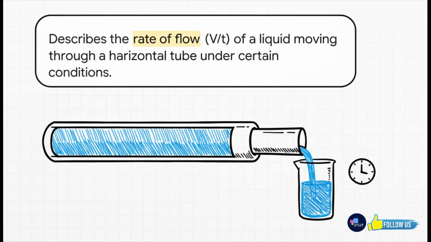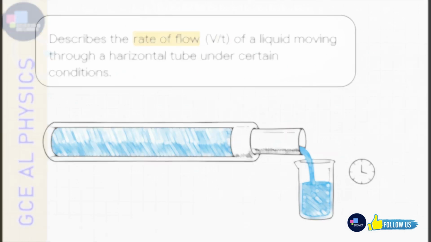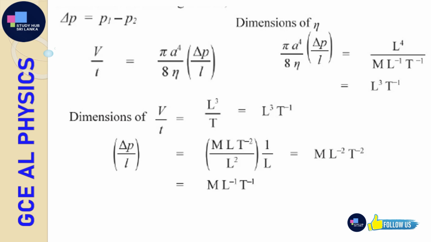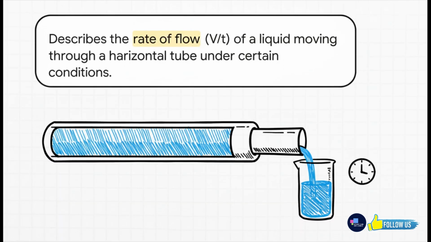Now, Newton's equation is perfect for looking at the force between layers. But what if we want to know about the total amount of liquid flowing through a whole pipe, like a very thin tube? For that specific job, we have another formula, Poiseuille's equation. This one helps us find the rate of flow, but it only works if certain conditions are met.